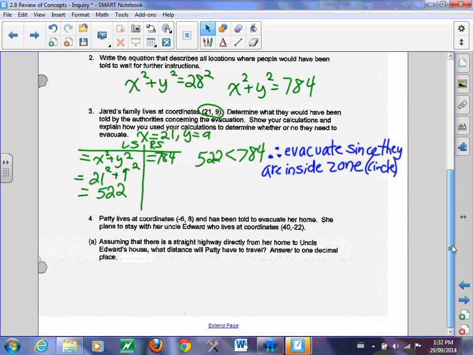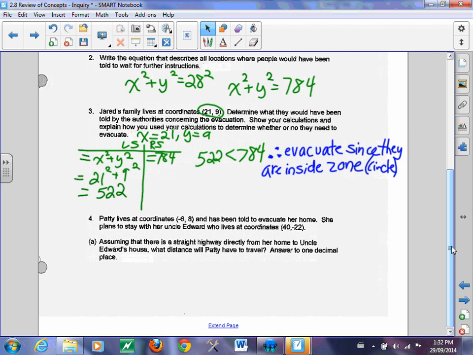Perfect. Okay, number 4. Patty lives at coordinates negative 6 and 8 and has been told to evacuate her home. She plans to stay with her uncle, Edward, who lives at the coordinates 40 and negative 22. Assuming that there is a straight highway directly from her home to her uncle's, what distance will Patty have to travel? Answer to 1 decimal place.